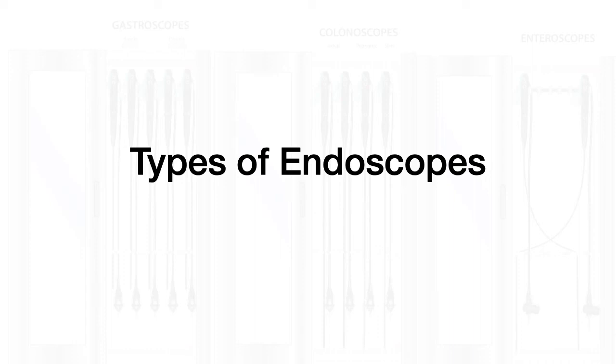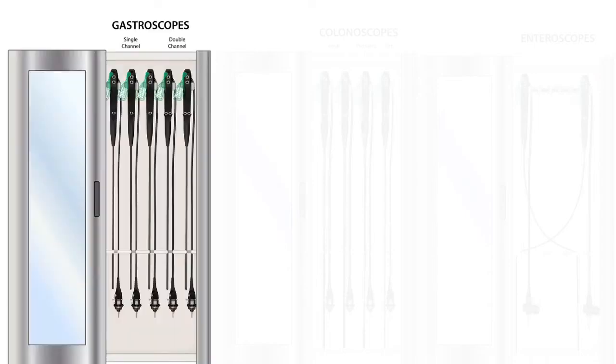Let us talk about the different types of endoscopes that we use in an endoscopy center. In order to find out, we should walk into the endoscope storage area where you find lots of different types of scopes. Here we go. Here is a cabinet that stores gastroscopes. They can be single channel or double channel. And just have a look.